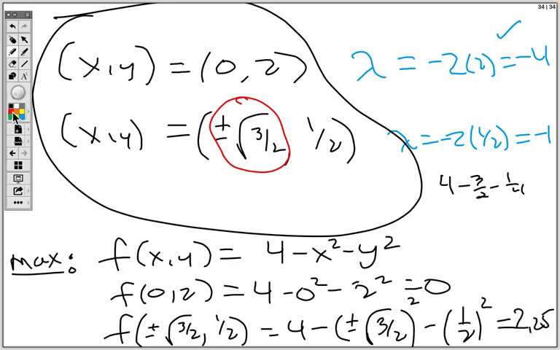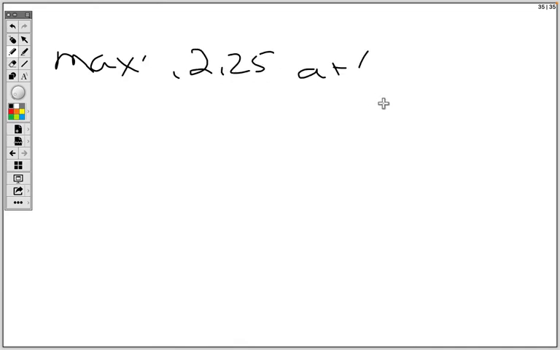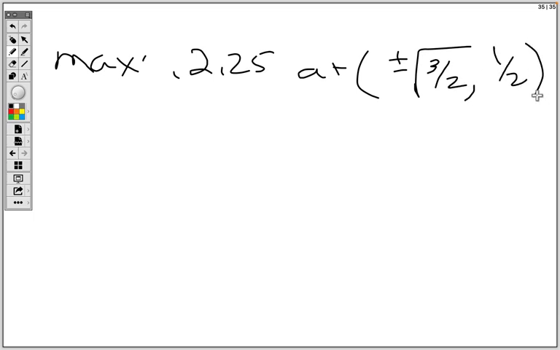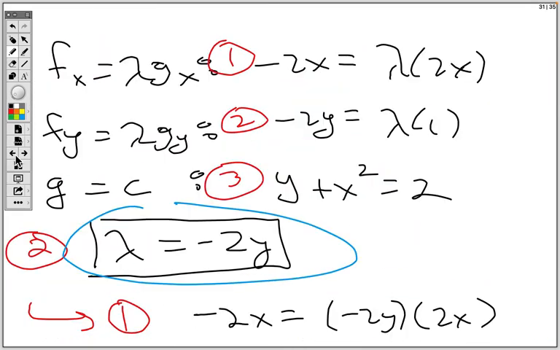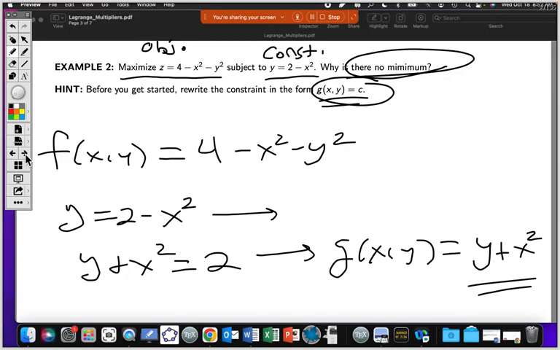All right, so we're looking for a maximum. Lagrange's theorem says your maximum is going to come from one of these points. What's the biggest z value we get here? There you go. So the maximum is 2.25 at, we get 2 points, root 3 halves, comma, 1 half. So we'll look at this geometrically, and then we'll see why there's no minimum. But before we move on to that and look at the stuff geometrically, are there any questions on the algebra here?